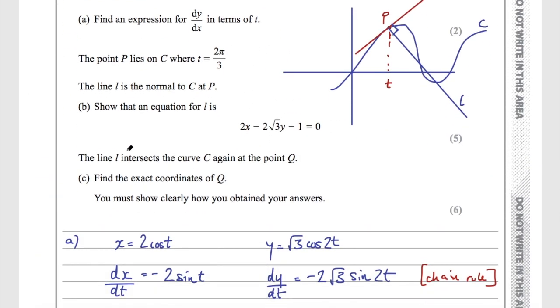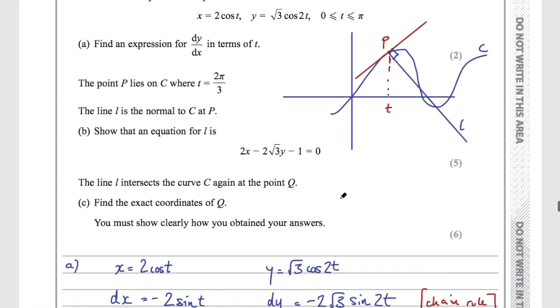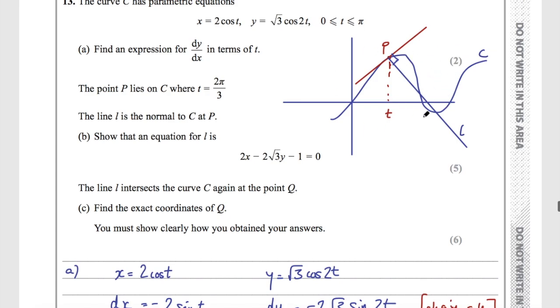And the question goes on: the line L intersects the curve C again at the point Q. Find the exact coordinates of Q. You must show clearly how you obtained your answers. Okay, so something slightly off with my diagram. This line is intersecting the curve 3 times, but it should just be twice. But we need to find a point where the line intersects the curve again.